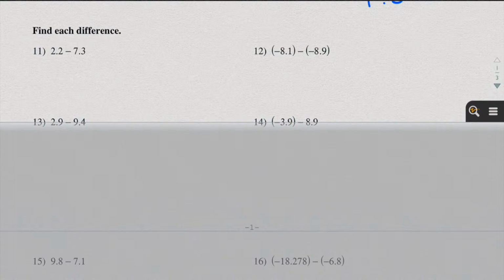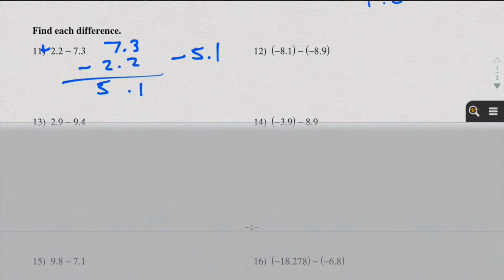Okay, number 11. Find each difference. 2.2 minus 7.3. So if there's nothing written in front of that 2.2, we assume it's a plus, so it's positive 2.2 minus 7.3. Because the signs are different, we're going to find the difference between the two. So we do 7.3 minus 2.2. When we subtract those, we get a 1 here. 7 minus 2 is 5, so we get 5.1. Because the 7.3 is greater than 2.2, we use the sign associated with 7.3, which is a negative, so we get a negative 5.1.